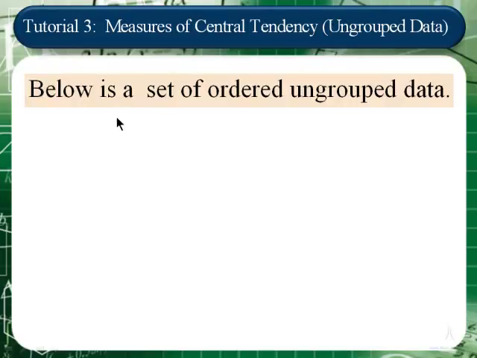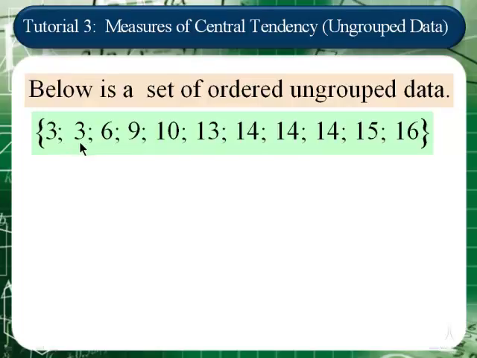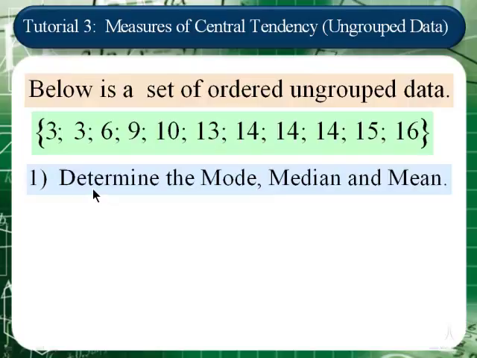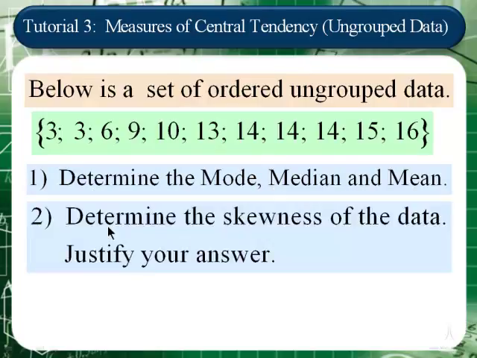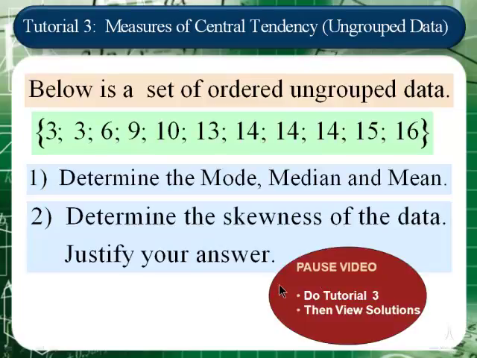We're now in a position to tackle a tutorial on measures of central tendency for ungrouped data, and this we will do in tutorial 3. You are given a set of ordered ungrouped data, arranged in ascending order. Firstly, determine the mode, median, and mean for the data set. Secondly, determine the skewness of the data, and give a reason for your answer. I suggest that you pause the video, do tutorial 3, and then come back and view possible solutions.